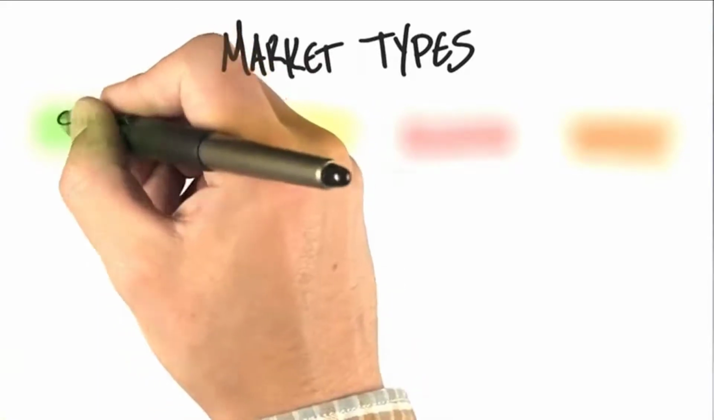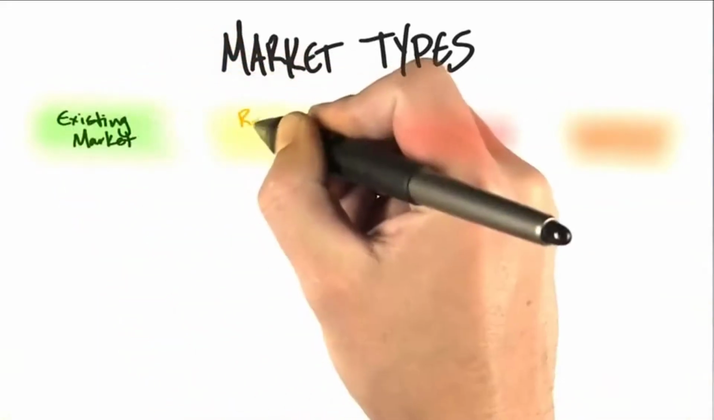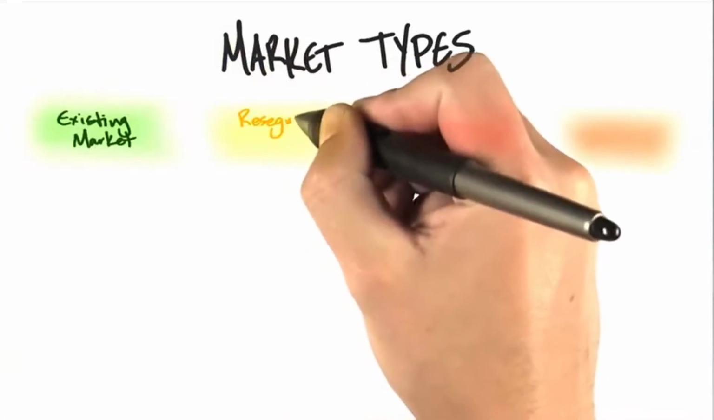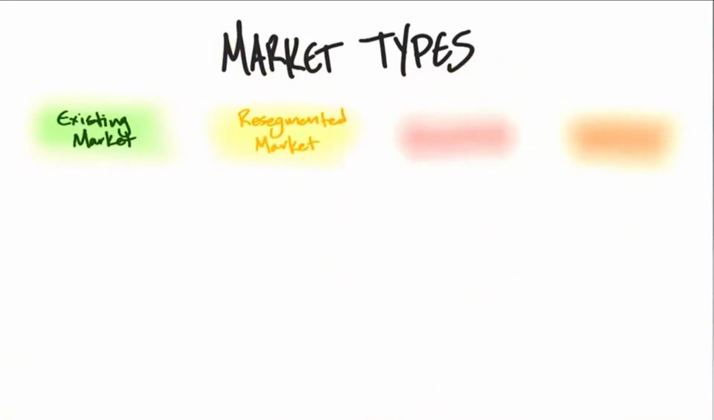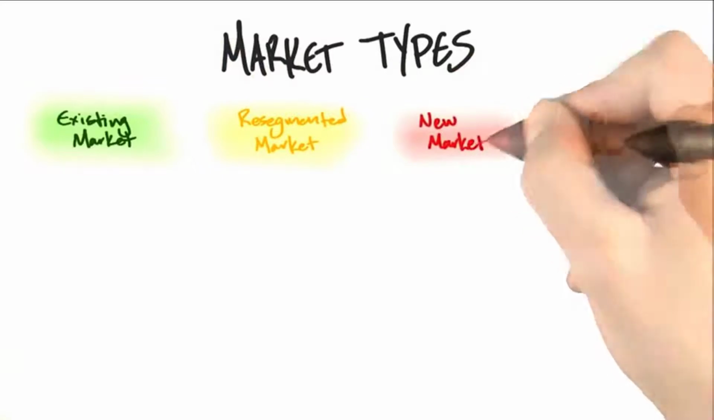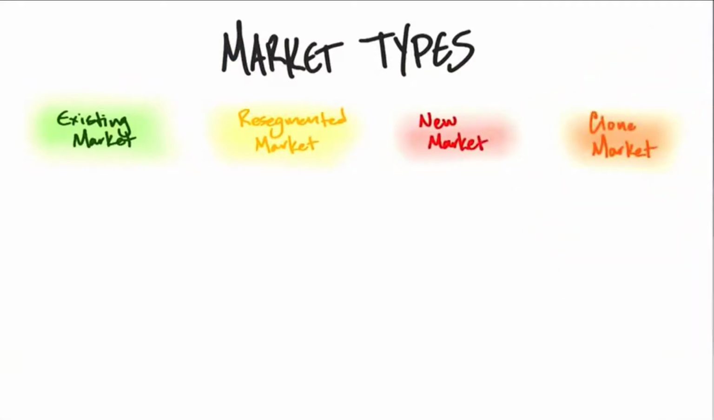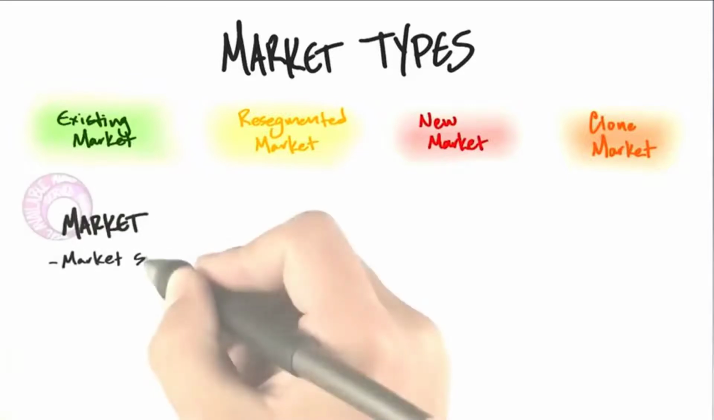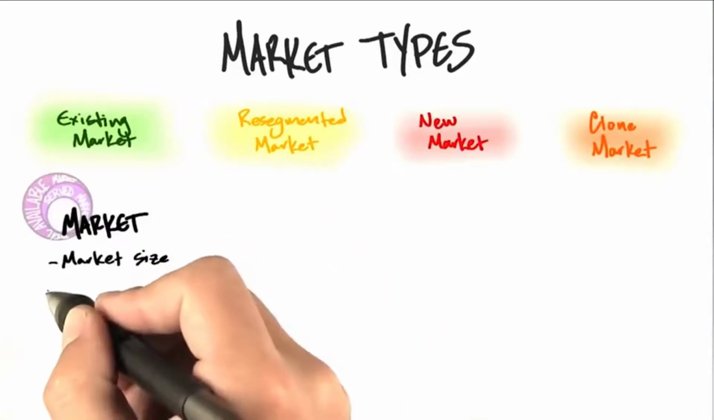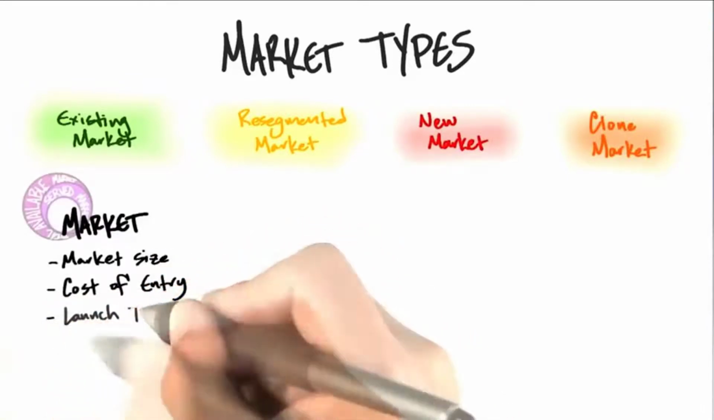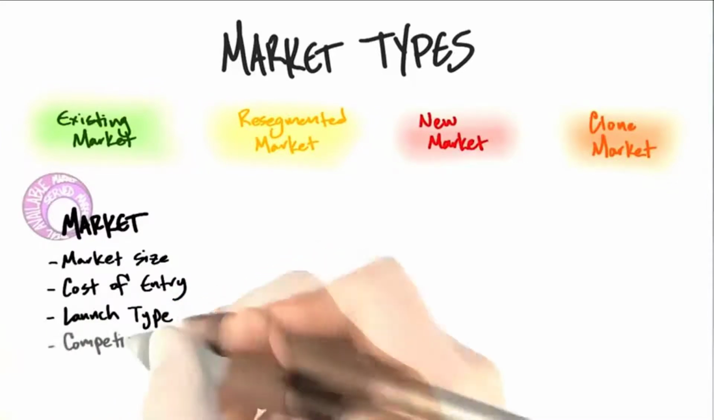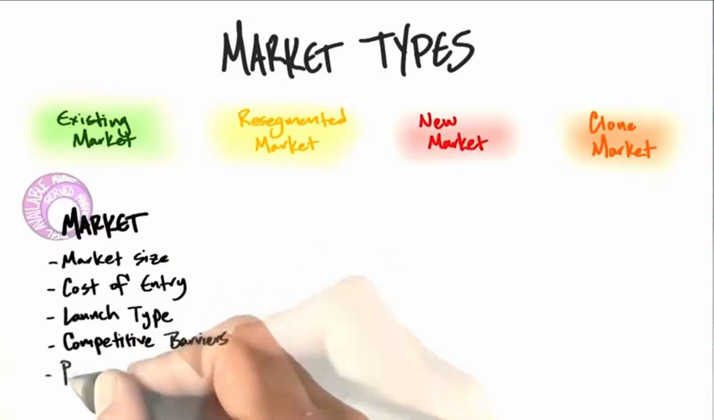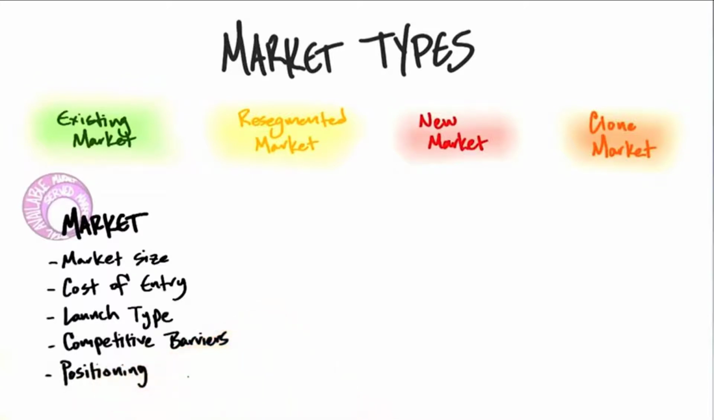One is an existing market. Another is where you take a segment or resegment an existing market. Another is a new market, and another is a clone market. So let's take a look why this is important, and then we'll give you the definition of each one. It turns out that the type of market changes everything. It changes your initial market size, how much it costs to enter the market, what kind of launch you do of your product. It affects the type of competitive barriers you have, and how you position or describe your product.